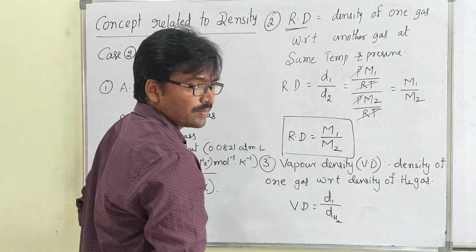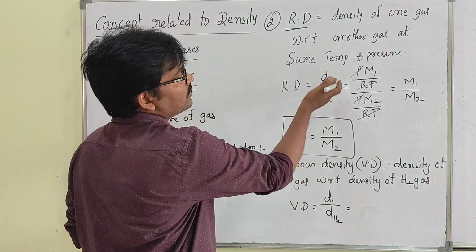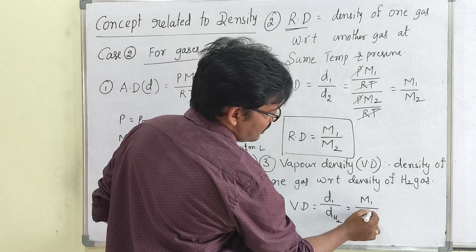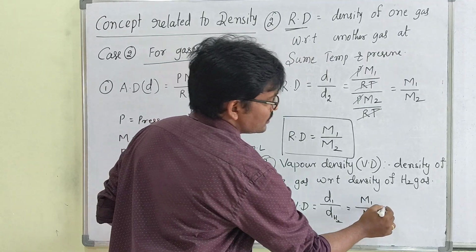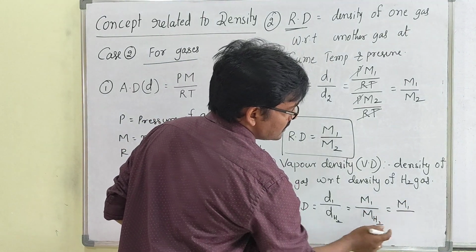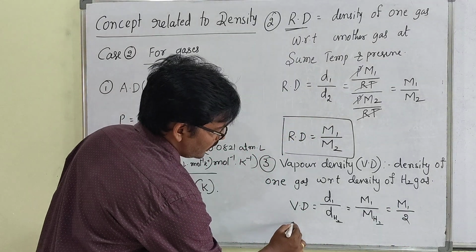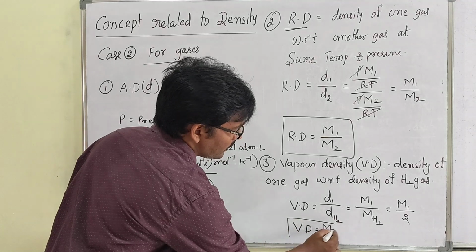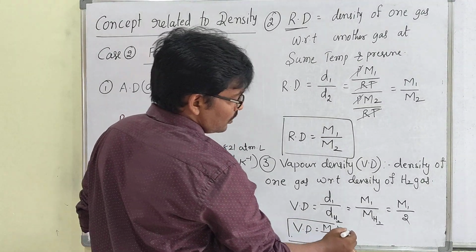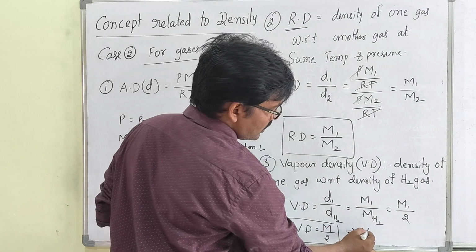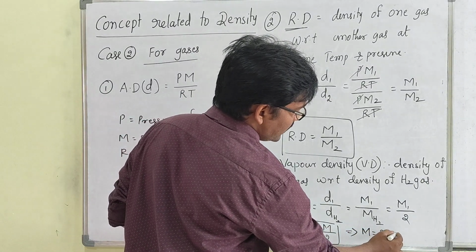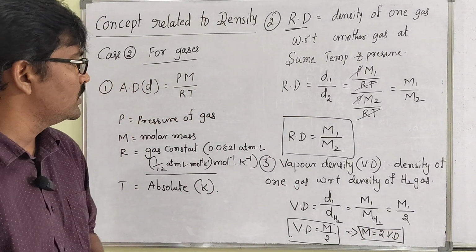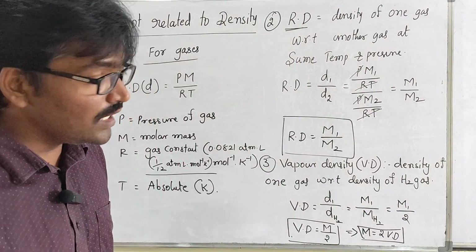Clear? So if we apply the same formula, the mass of the first gas divided by the mass of hydrogen gas, you can take, right? So the mass of one gas divided by the mass of hydrogen, which is 2. So vapor density is equal to mass divided by 2. From this, molar mass is equal to 2 into vapor density, we can also take. When vapor density is known, molar mass can be found out. So these are the formulas related to density.